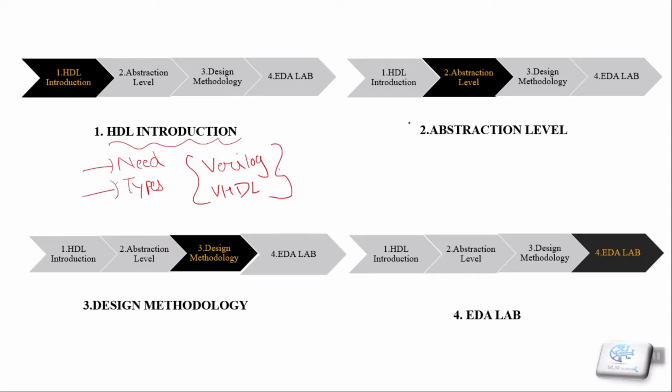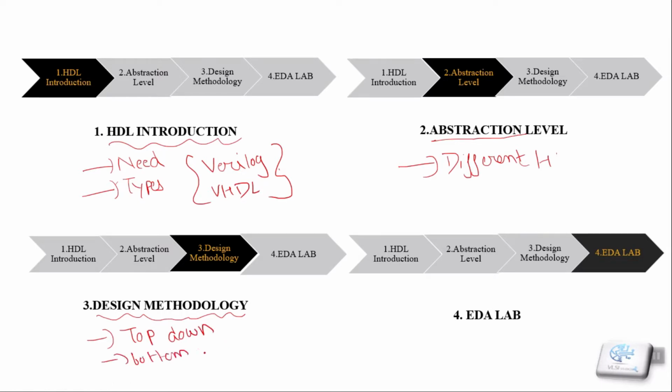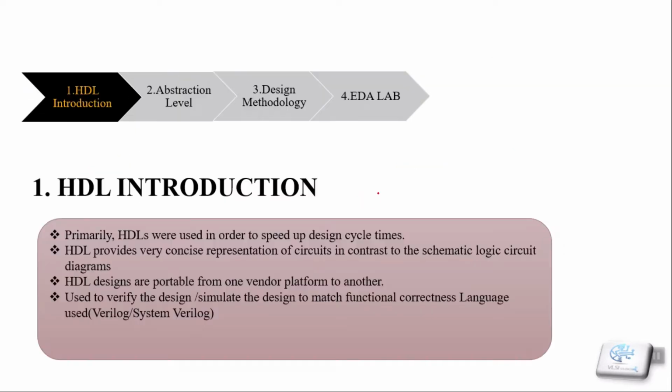Moving on to the second module, here we talk about the different levels of abstraction that we are going to use in designing our circuits using the hardware description language. In our third module, we talk about the design methodology, whether we go for the top-down level or the bottom-up level. And finally, in our last module, we take a few examples and run them on EDA Playground. So let's get started with our first module, the HDL introduction.